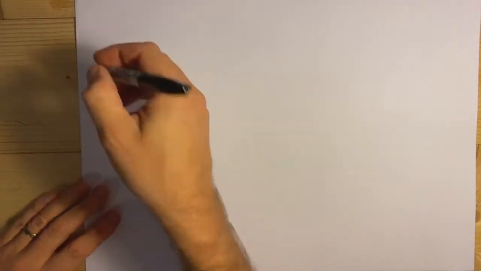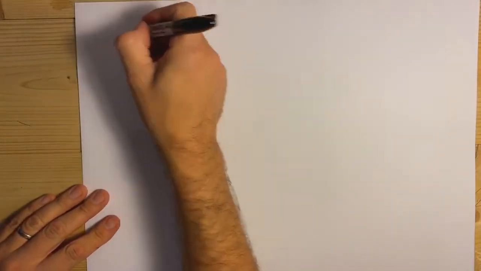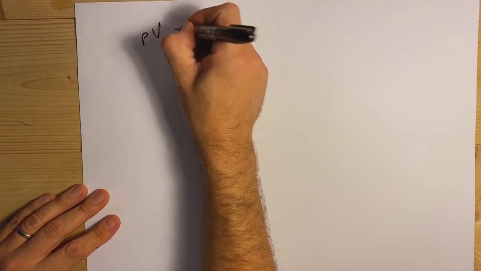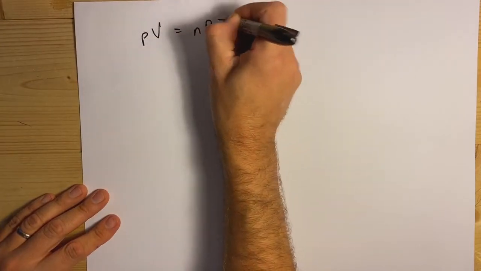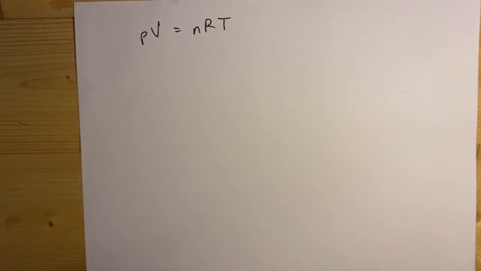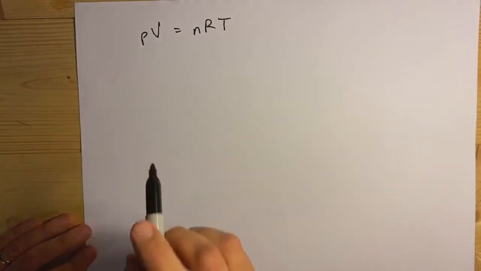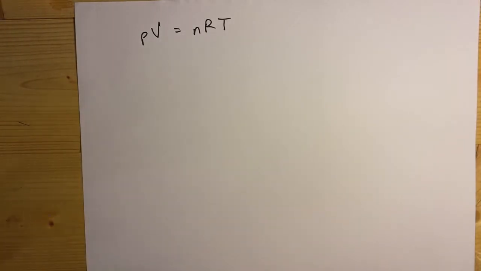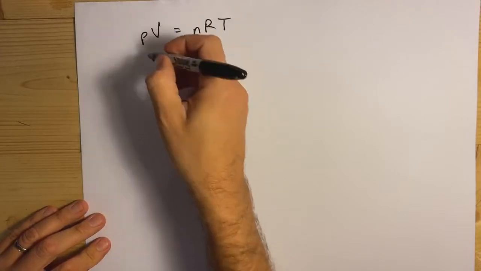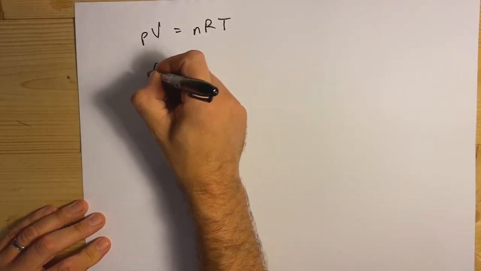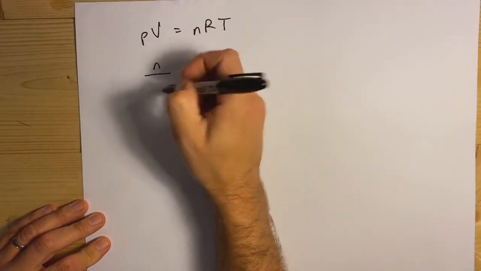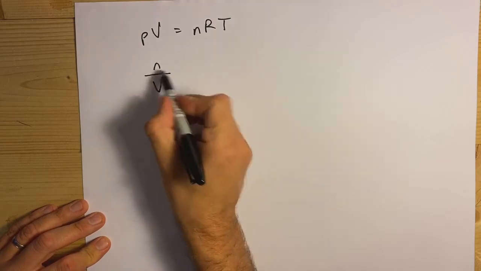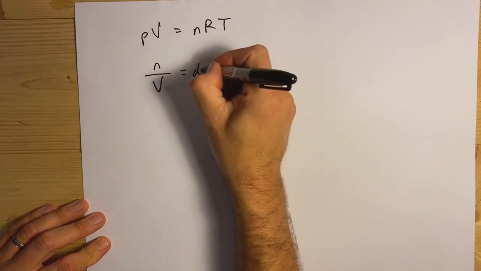Question 3b. This is where I ask you to play around with some bits of the ideal gas equation. In the form I've got it here, that's PV equals nRT. The question asks you about density, and I tell you that density is the amount of stuff per unit volume. So that is the amount of stuff, n, in moles in this case, divided by volume. That is our term for density.